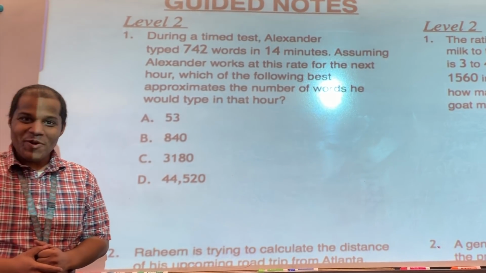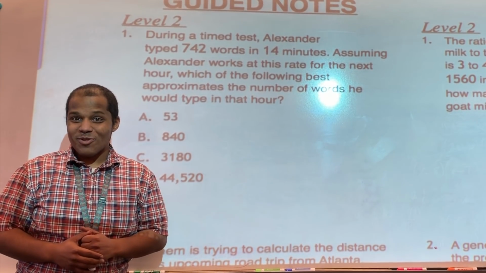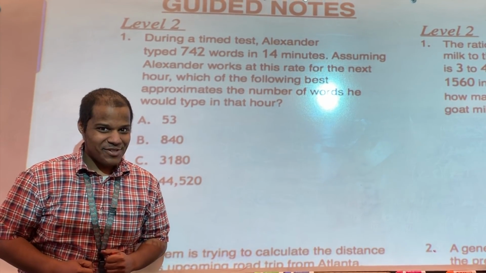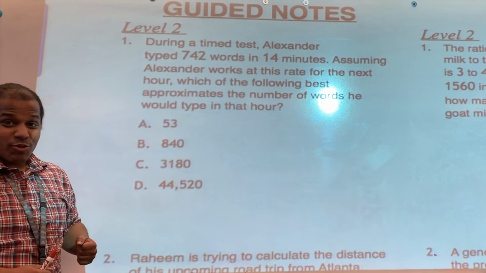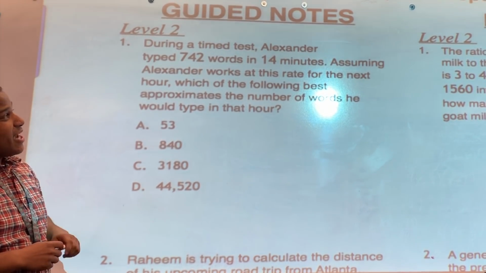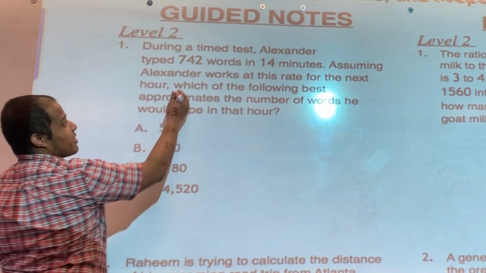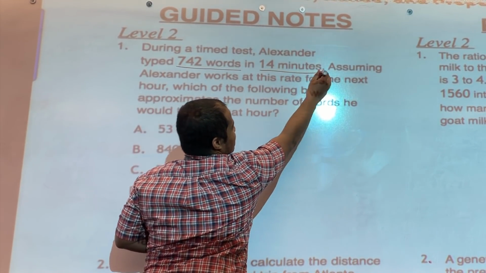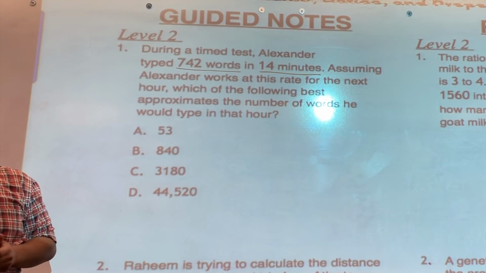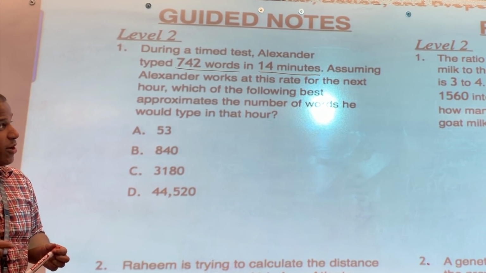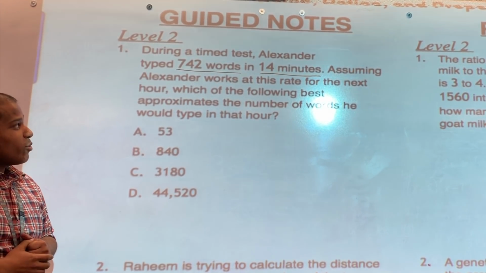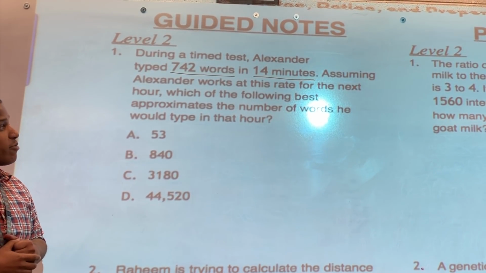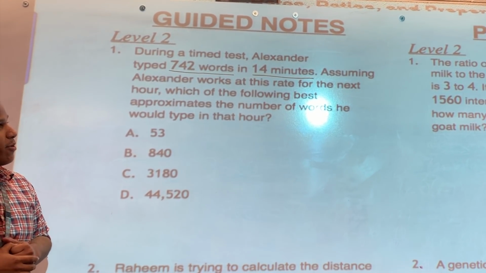Welcome back. We're on to level 2 now. These problems are a little harder, but not something that we can't handle. Let's take a look at the problem, shall we? During a timed test, Alexander typed 742 words in 14 minutes. Assuming Alexander works at this rate for the next hour, which of the following best approximates the number of words he would type in that hour?